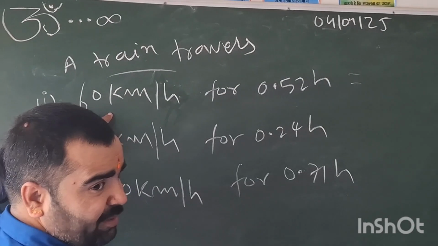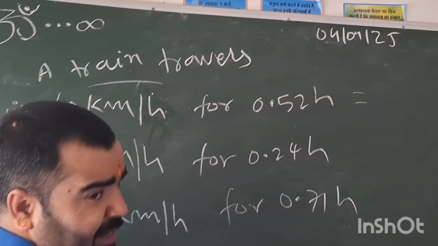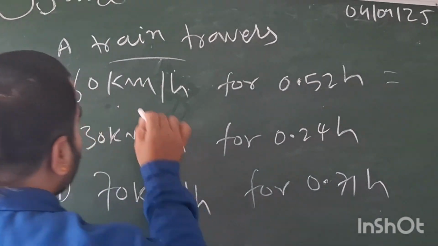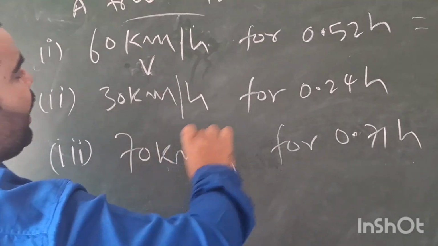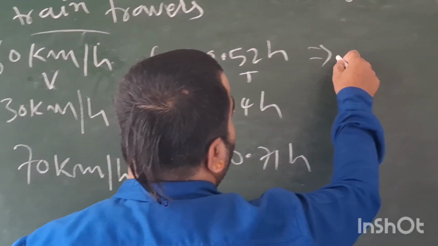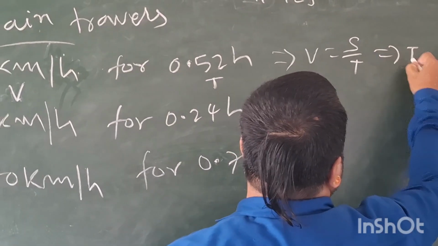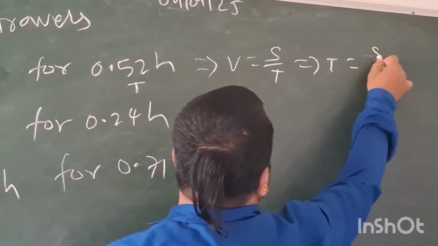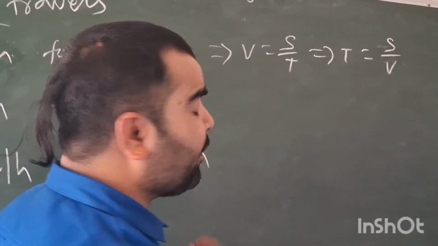Now in each and every case, this is the speed in kilometer per hour, and this is the time. What is the formula we know? V is equal to S by T, so T is equal to S by V, where V is the speed and S is the distance.